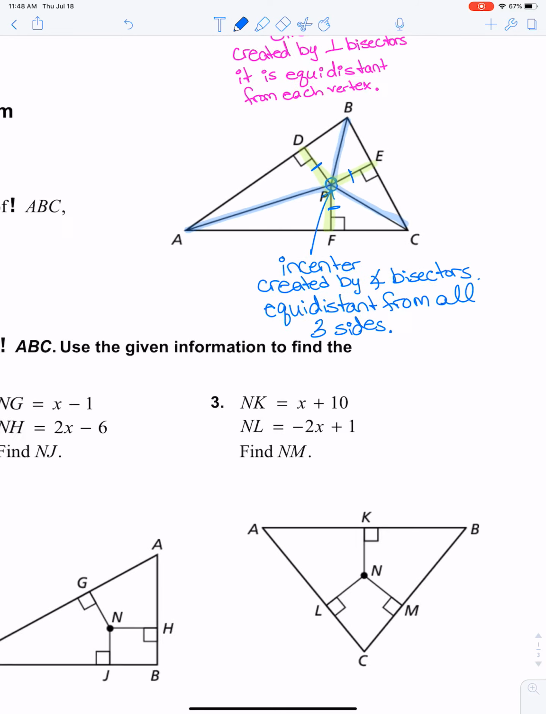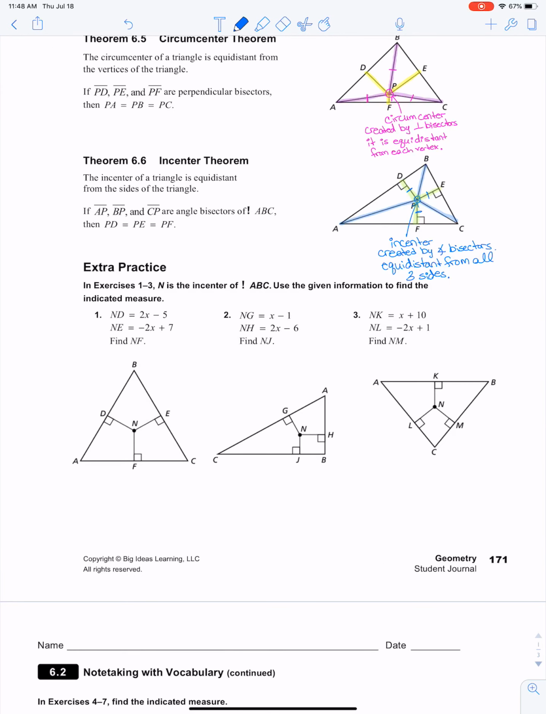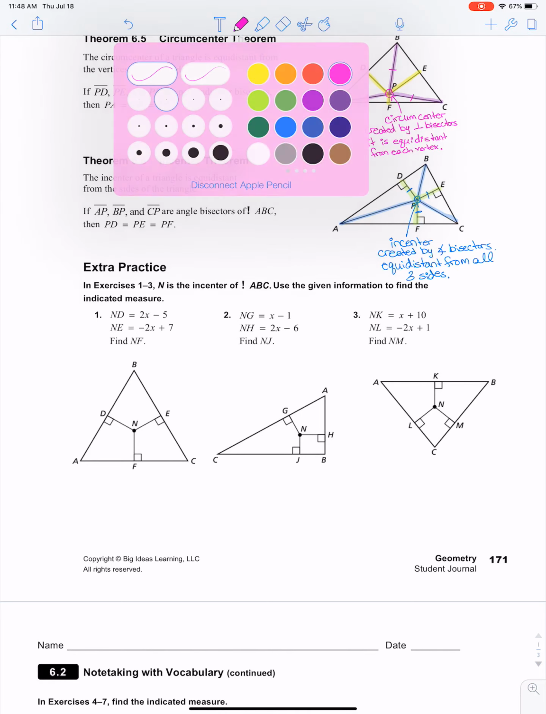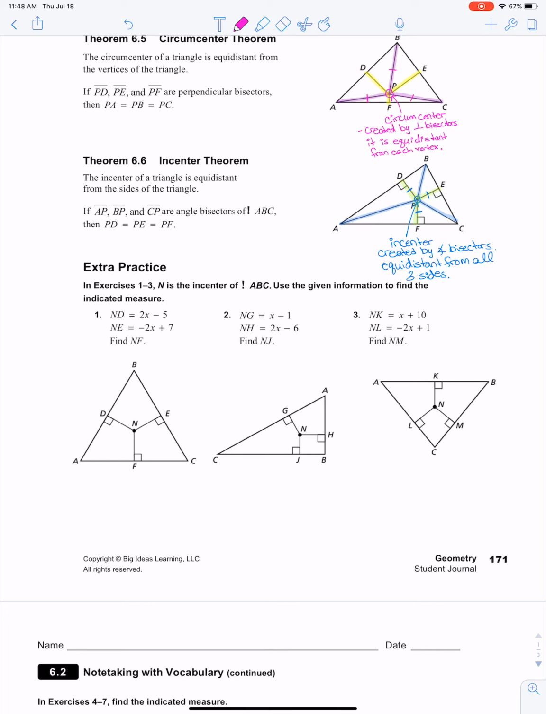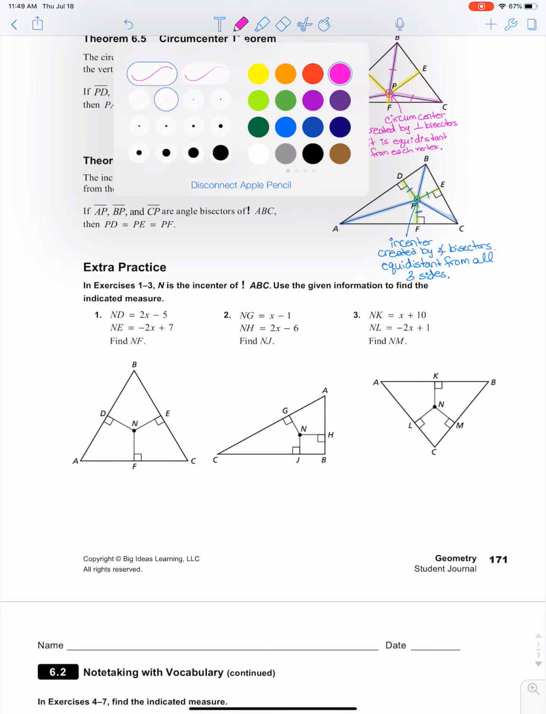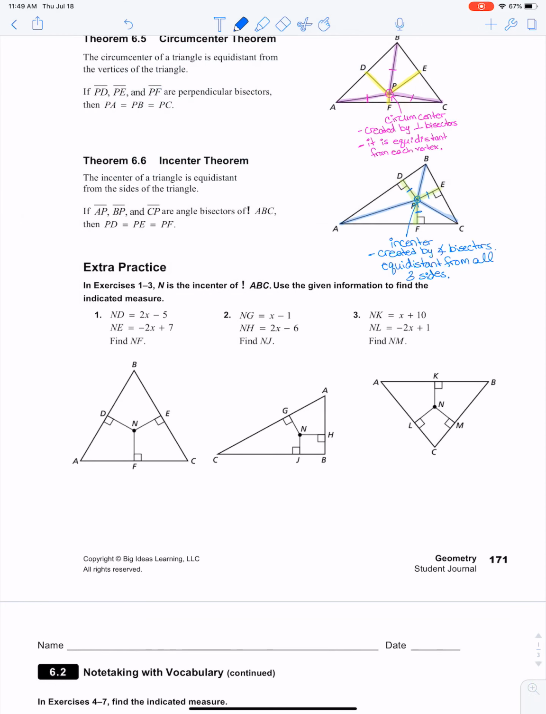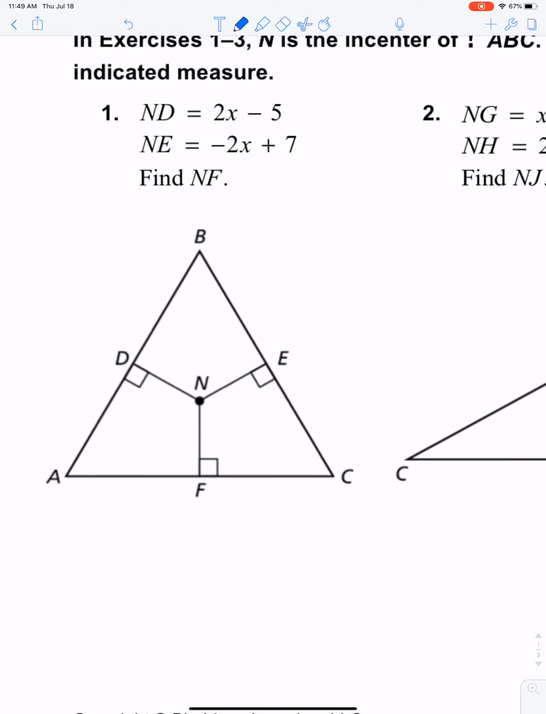All right, so we have the circumcenter that's created by perpendicular bisectors and is equidistant from the three vertices, right? And then we have the in-center that is created by angle bisectors and is equidistant from all three sides. So we know how each one was created and one fun fact about it. All right, we're going to use those fun facts to do the extra practice problems.